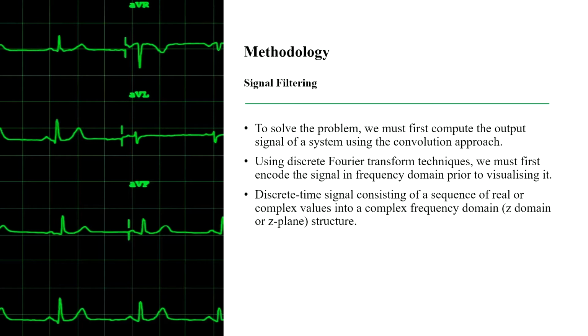Now I'll be explaining the methodology. First of all is signal filtering. To solve the problem, we must first calculate the output of the system using the convolution approach, and then using the discrete Fourier transform technique. First, we will encode the signal in the frequency domain prior to visualizing it, for the discrete time signal consisting of a sequence of real or complex values into a complex frequency domain.